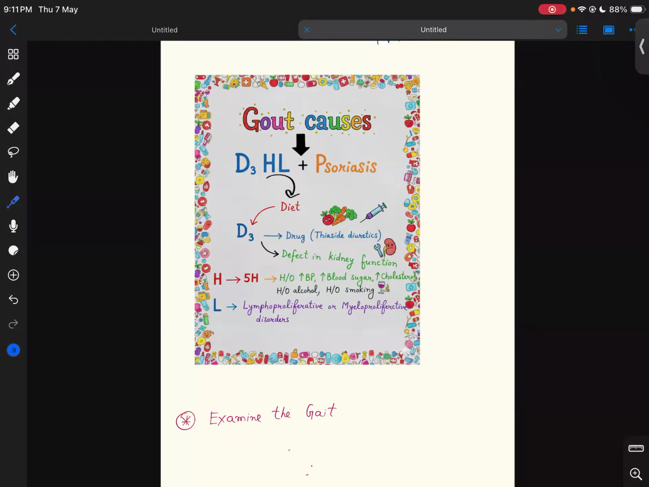There is no role of steroids in septic arthritis. That's what you're saying. Yes, never, doctor. On top of septic arthritis, if you give steroid, it will destroy the joint.